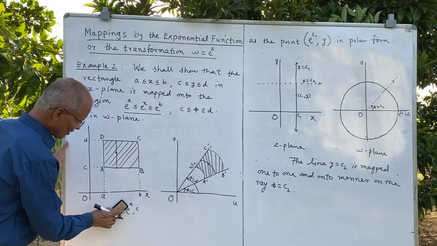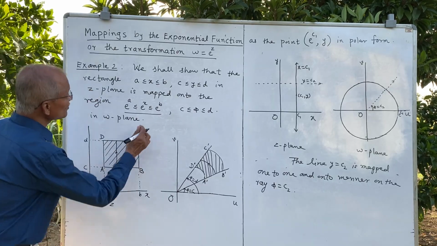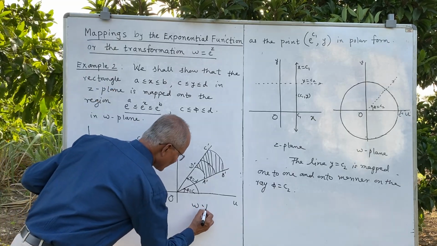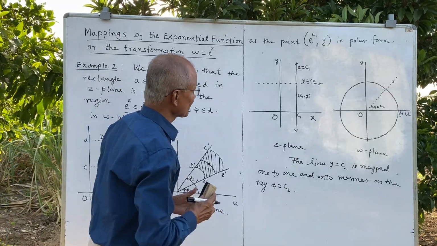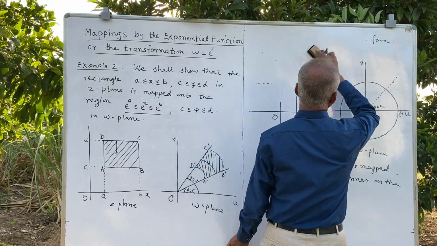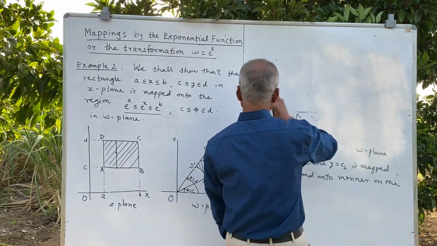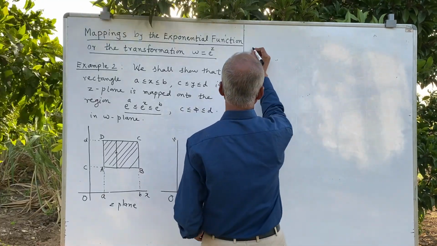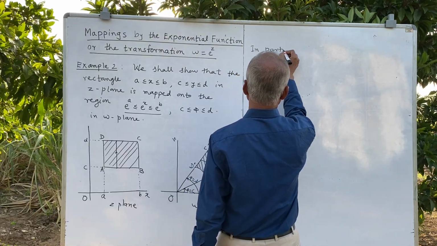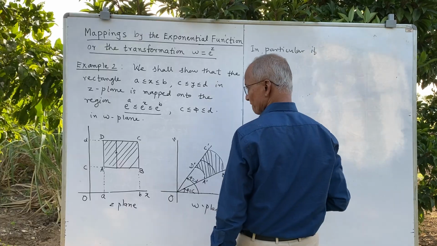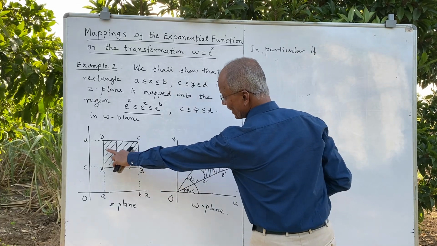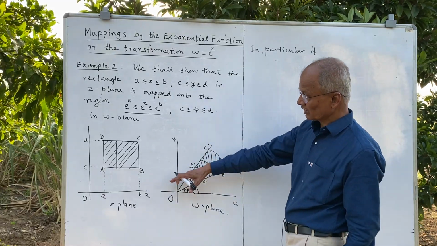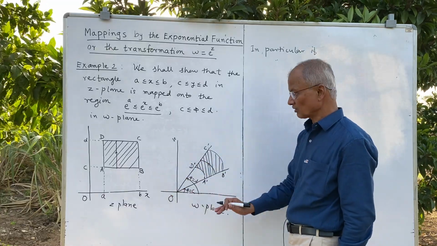So in this way we can have the Z transformation from the exponential transformation w is equal to e power z, and in a particular case we shall consider here again, in particular, if d minus c is less than pi, then this region will be in the first quadrant and second quadrant, that we shall consider.